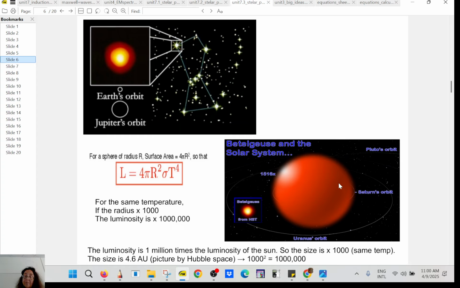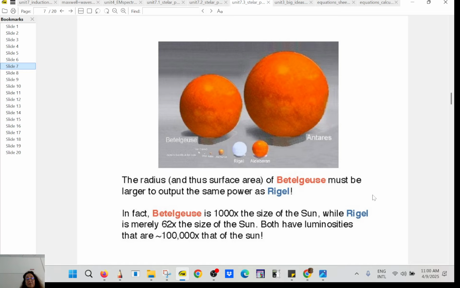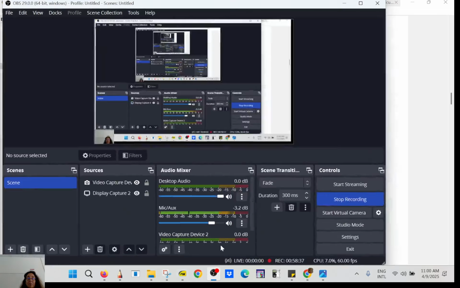See, if you put Betelgeuse here instead of our sun, we're dead. It goes up to Saturn. So the sun is perfect. Okay, so we finish that. Next time you have a pop quiz.